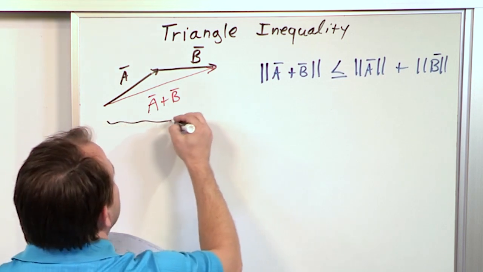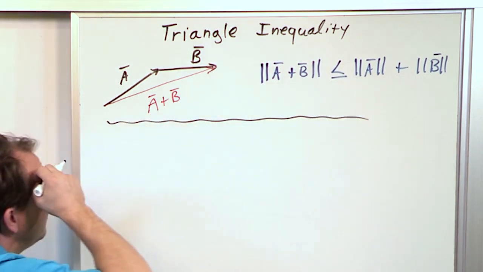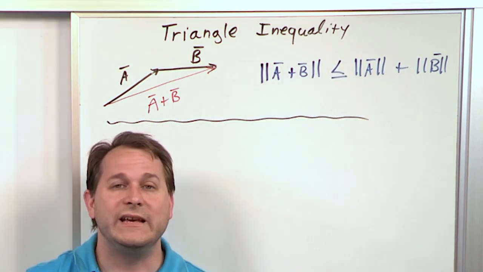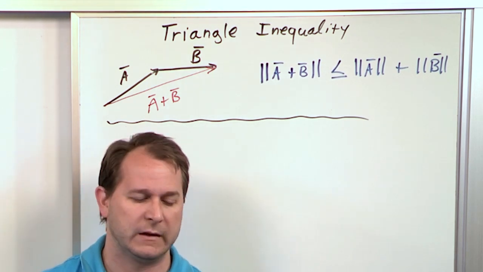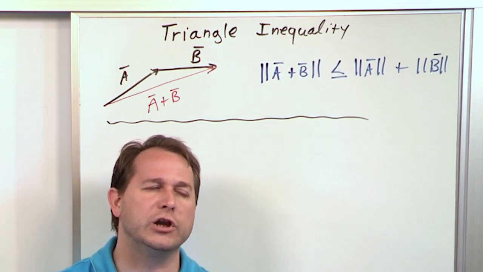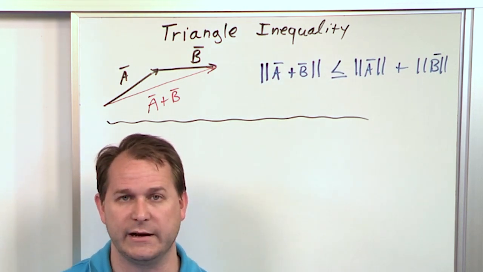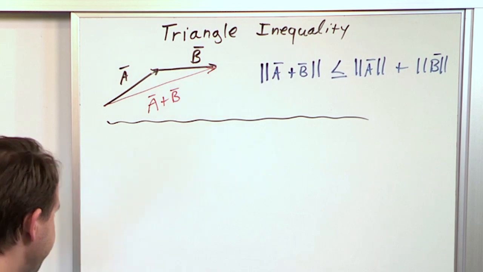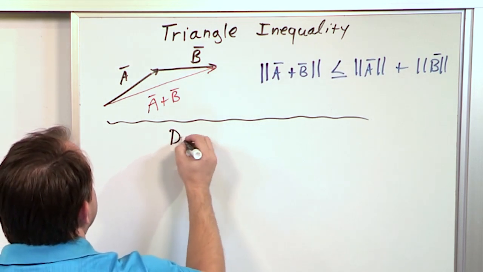Let me draw a little line here. Now I want to discuss something called the Cauchy-Schwarz inequality, which we'll talk about. But before I can do that, I want to talk a little bit more about the vector dot product that we have discussed so much in the past. So let's talk about the dot product again.